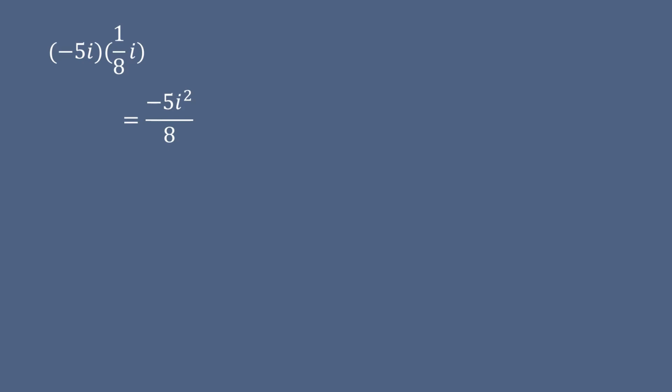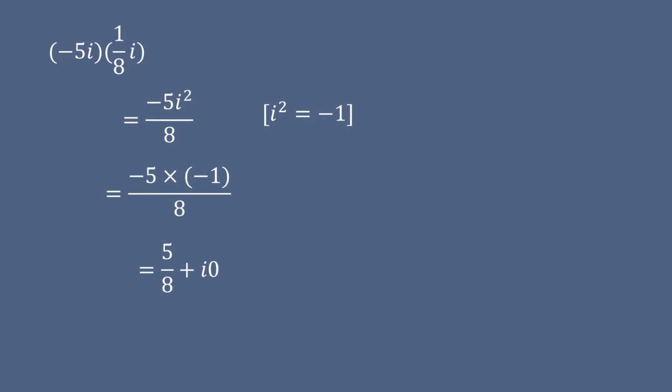And as we know, in the second video itself of the complex numbers, I told you the value of i square is minus 1. So replacing i square with minus 1 gives us minus 5 times minus 1 upon 8. And very basic mathematics, we know minus 5 times minus 1 will be 5, so we get 5 upon 8. So this is our real part. Since no imaginary part is remaining here, we write plus i0, because the coefficient of imaginary part i is 0. So we write 0 here.